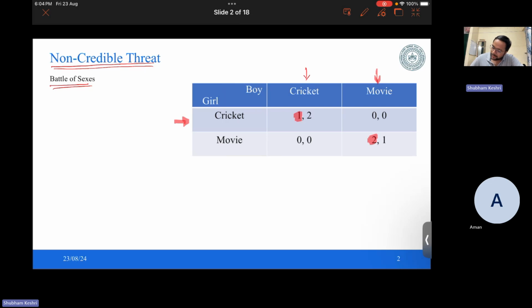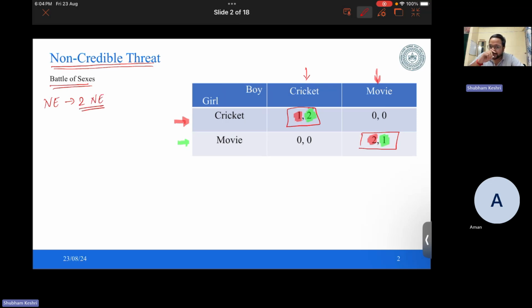Similarly, when the girl plays cricket, the best response of the boy is to play cricket. So I'll just change the color. And when the girl plays movie, the best response of the boy is to play movie. Why? Because he is getting a utility of 1 in place of 0. So if you see, there are two Nash equilibriums for this game. First is cricket and the other is movie. Right? These are the Nash equilibriums for this game. We have two of them.